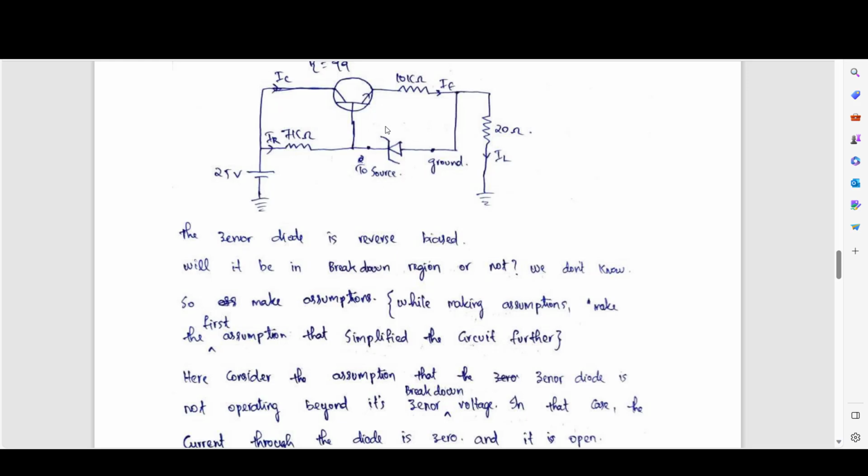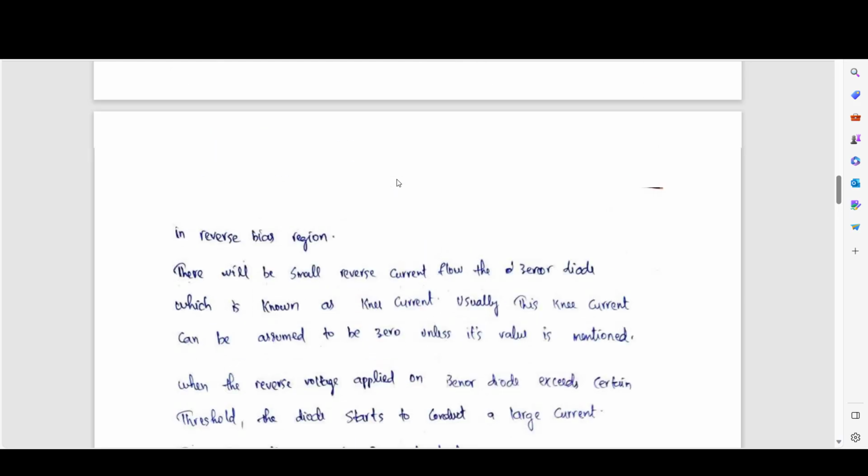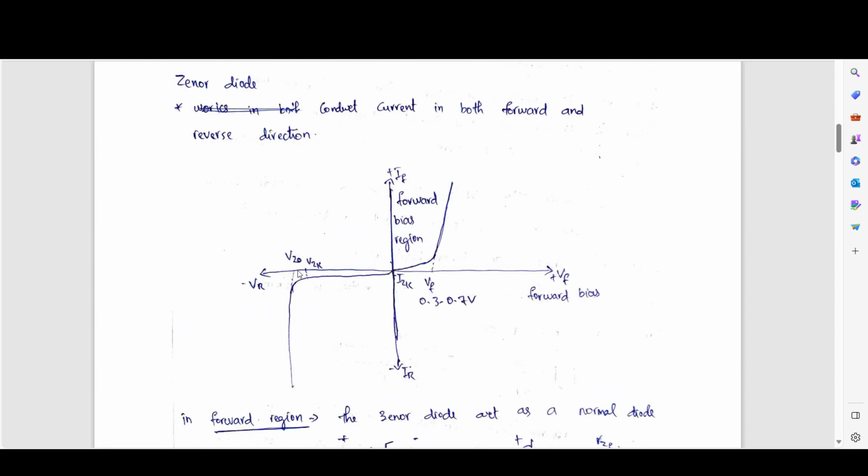You have to notice that this is the reverse bias, but we don't know whether the reverse biased voltage exceeds the threshold voltage, because we can see here only when it is exceeding the threshold voltage it starts to conduct, otherwise the current can be zero. So we have to see whether the reverse biased voltage is less than this voltage. That you have to see first.